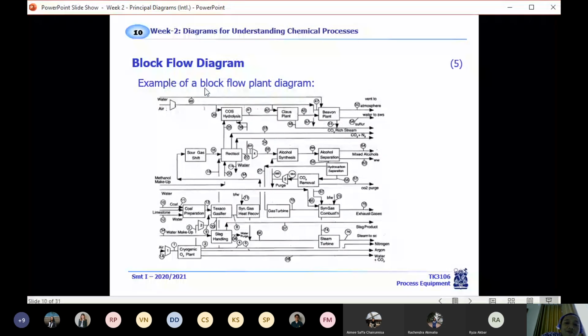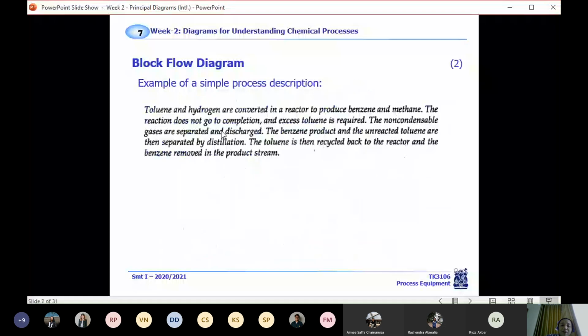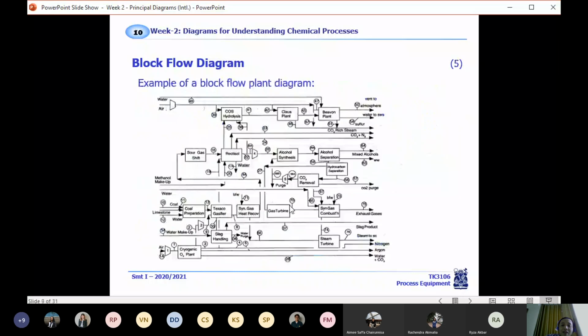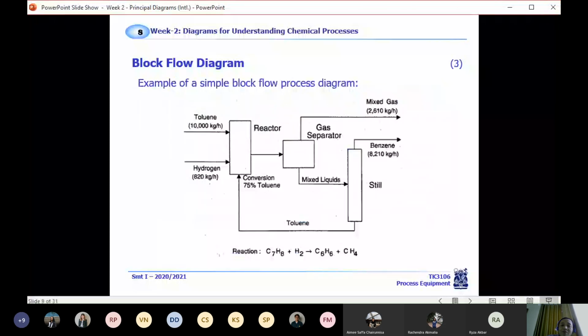Okay, this is the example of a block flow plan diagram, because previously I mentioned this one. There are two types of block flow diagram. The first one is the block flow process diagram, and then the block flow plan diagram. This one shown to you is a block flow plan diagram, which is a bit complicated compared to the block flow process diagram.